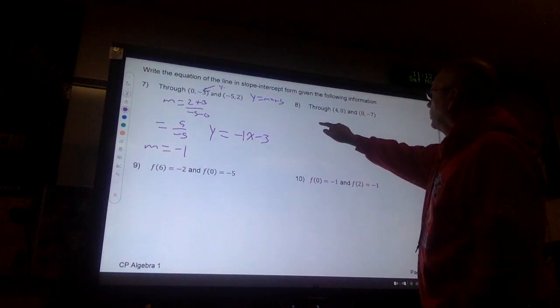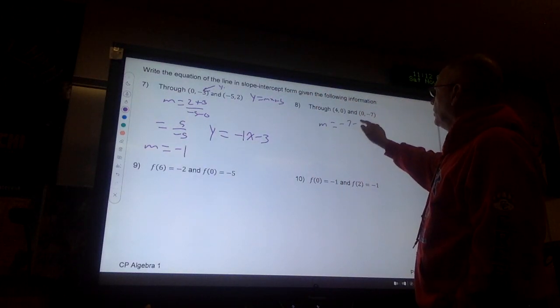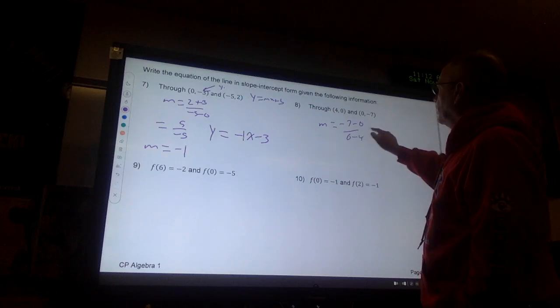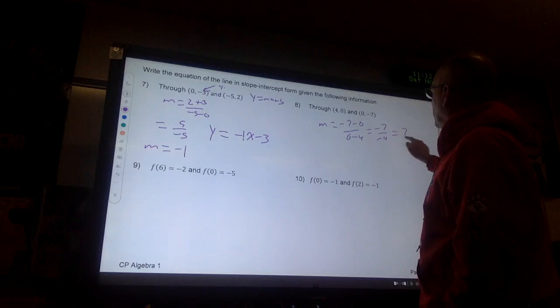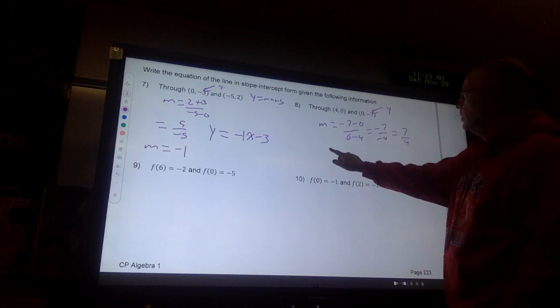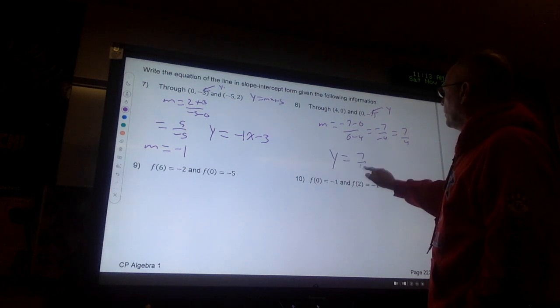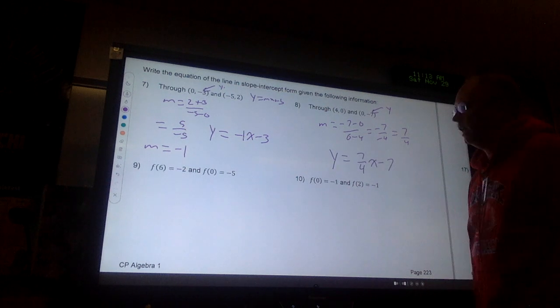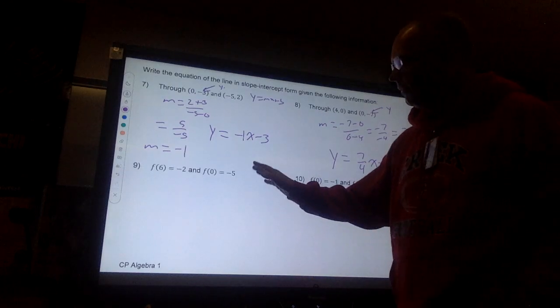Let's find the slope of this one first. So I'm going to get 7 minus 0 over 0 minus 4, which is going to give me negative 7 over negative 4, which is positive 7 over 4. This is the y-intercept because we have a 0 on the x, so just plug it in. And it's done.